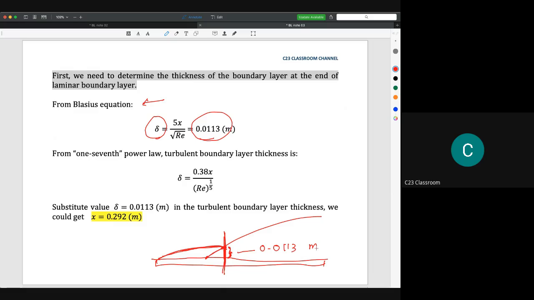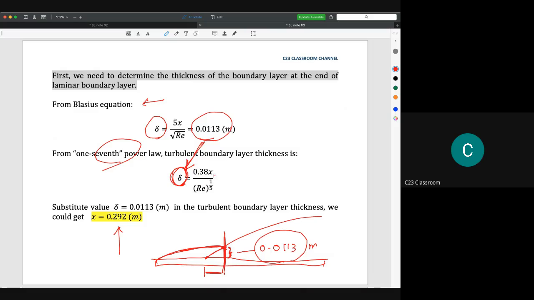We can then use this value to predict the distance of this one. From the 1/7 power law, the equation for delta here is 0.38 x over the Reynolds number to the power of 1 over 5. We substitute the value of delta here with 0.0113 meter, so we could get the value of x equal to 0.292 meters.